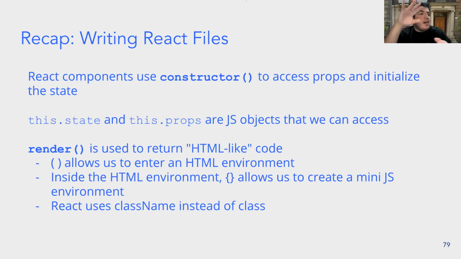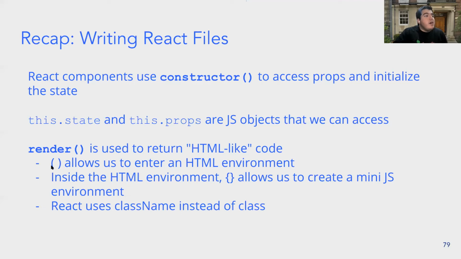And then render is what we use to return HTML-like code. So we have to make sure we're always returning something. You can return null. That's another option. If you don't want to return anything, you can return null. But you need to return something so that the compiler knows, okay, when I build this component, this is what it should look like, right?